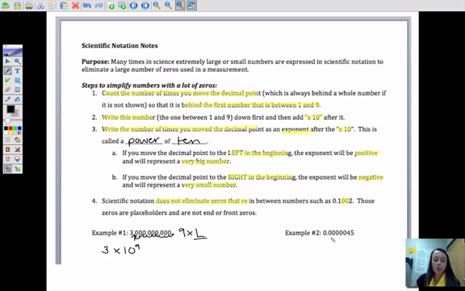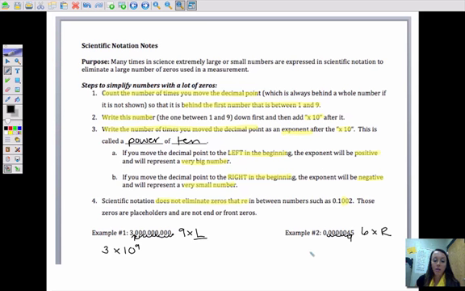Going to example 2, I see that I have a decimal, which means it's a very small number. So here's my decimal point, it's already there for me, and my goal is to get it in between this 4 and 5, so it can be a number between 1 and 9. So I'm going to move the decimal point 1, 2, 3, 4, 5, 6 times to the right. Now my first step says count the number of times you move the decimal point, which I did, and we moved it 6 times to the right.